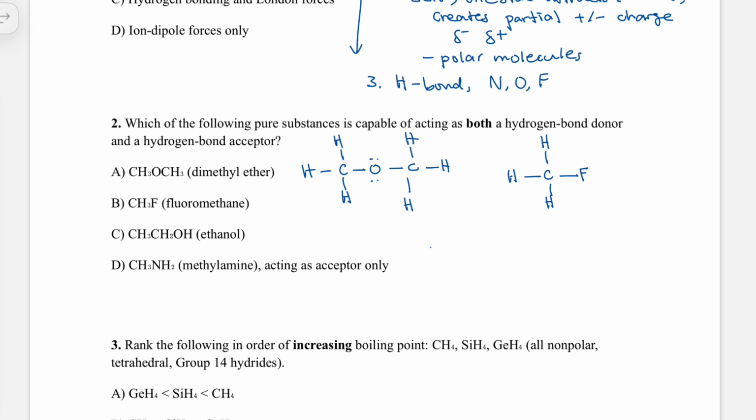For ethanol, I'm not going to write the H's anymore because that's going to take too much time, but when you see a line here, just assume there's an H attached. This one has an oxygen attached to a hydrogen. And then for methylamine, the last one, it is carbon with a nitrogen and 2 hydrogens and a lone pair.